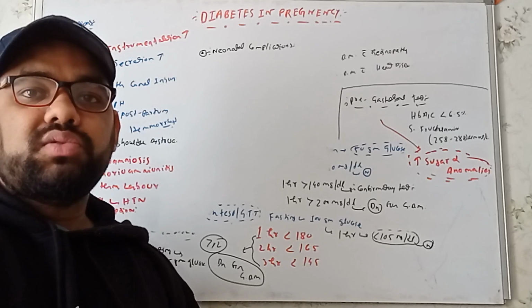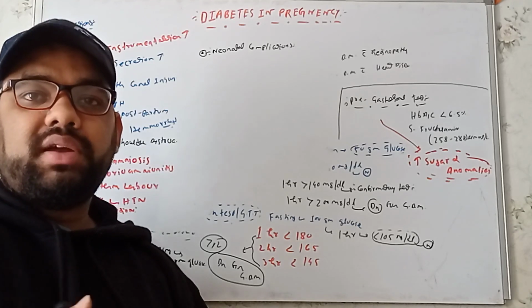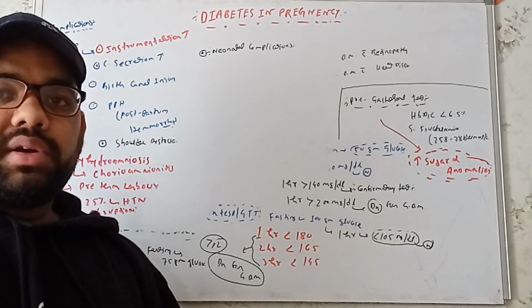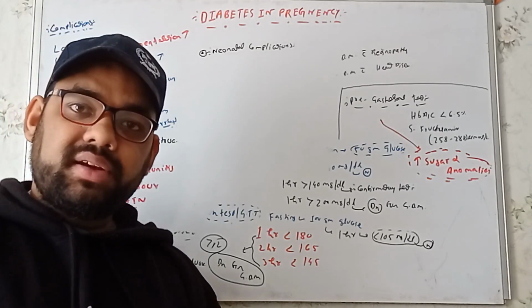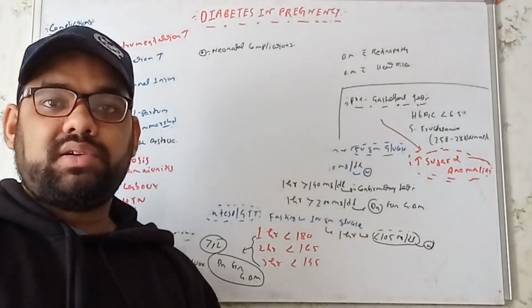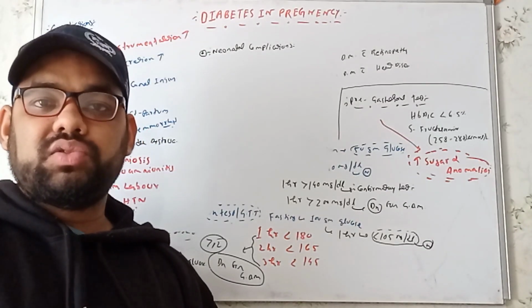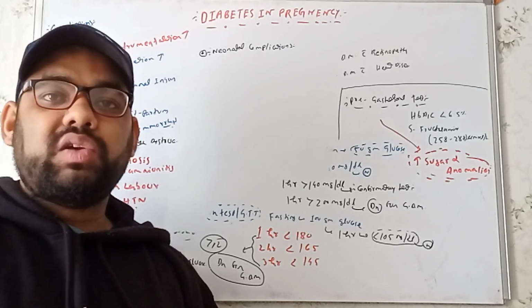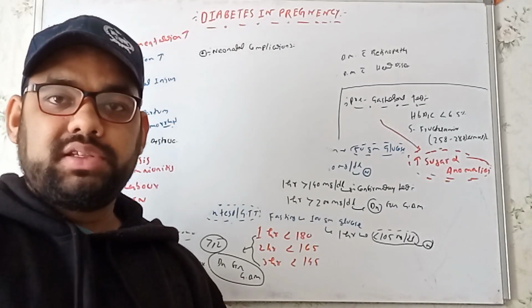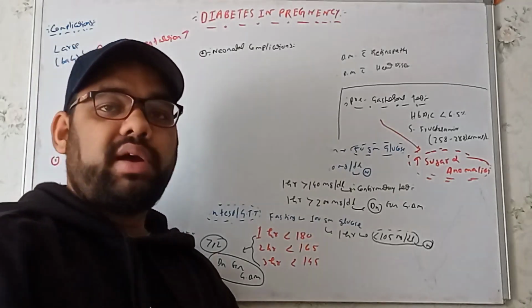So as a result, we will get to see the size of the baby increased, right? Now another important thing is that the pancreatic beta cells are trying to compensate by secreting more insulin. As a result, ultimately we can see beta cell hyperplasia over here. So that's what I'm going to write right now.